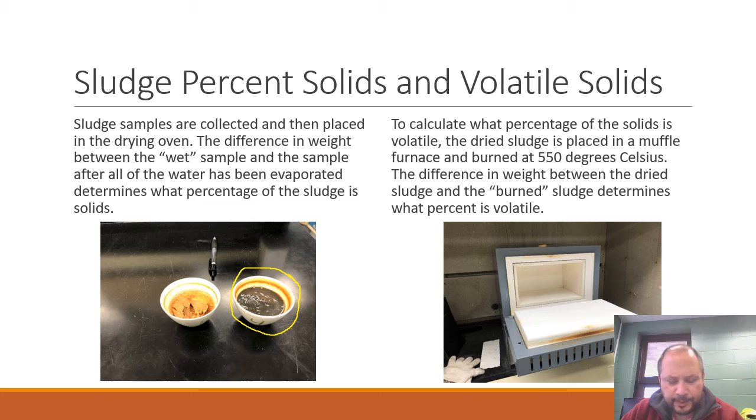Our initial step would be to put it in the drying oven to let the water evaporate. We would, of course, weigh the dried sludge. We would weigh the wet sludge sample, and by dividing the dry sludge by the initial weight of the wet sludge, we would be able to figure out what percent of that is solid material.